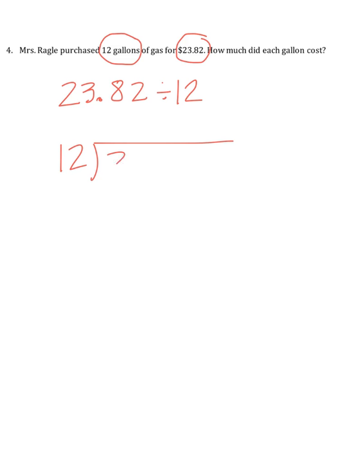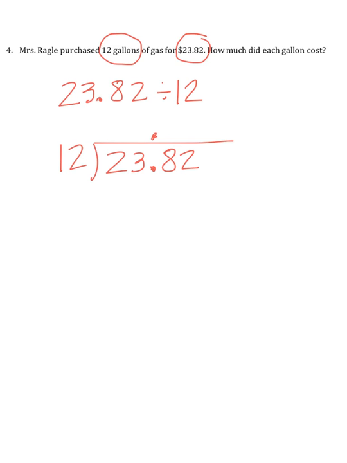For our last problem, Mrs. Ragle purchased 12 gallons of gas for $23.82. How much did each gallon cost? For this, we are going to take the total cost and we're going to divide it by the number of gallons purchased. That is 23 and 82 hundredths divided by 12. So we set up our long division, placing our dividend, or what we are dividing up, on the inside and bringing our decimal point straight up. Now we divide as usual because our divisor is already a whole number.